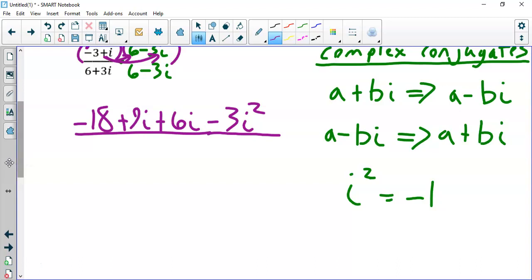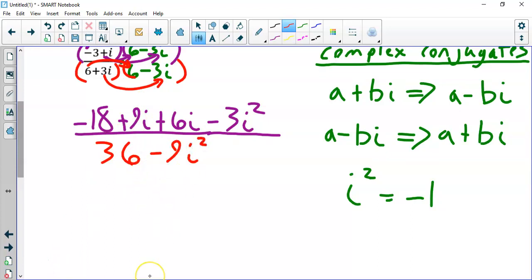Let's do the bottom. Again, they're complex conjugates of each other, so all we got to do is just Florida this bad boy. What's 6 times 6? And what's 3i times negative 3i? All right, so let's talk about i squared again. What do i squareds become? Negative 1s. So this right here is really a negative 3 times a negative 1. This right here down here is really a negative 9 times a negative 1.